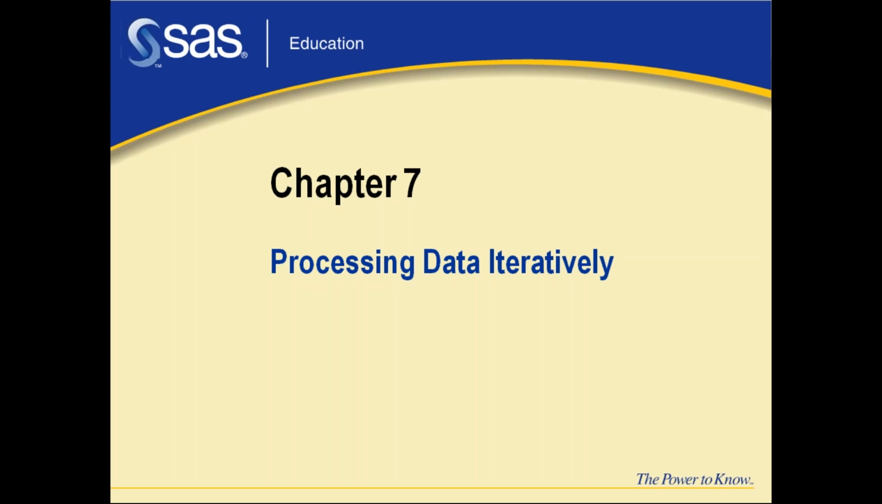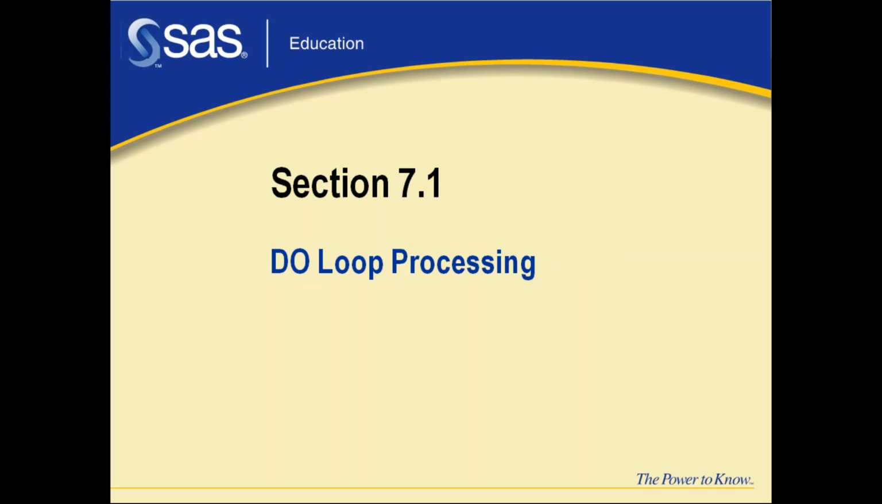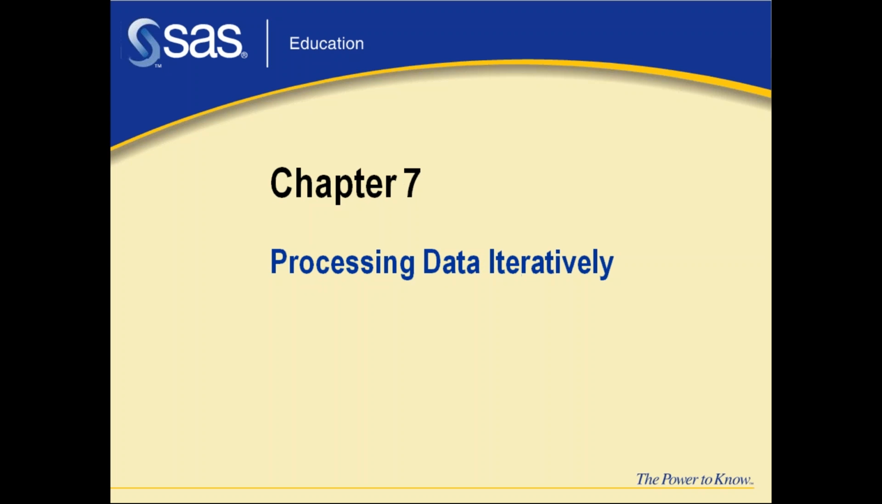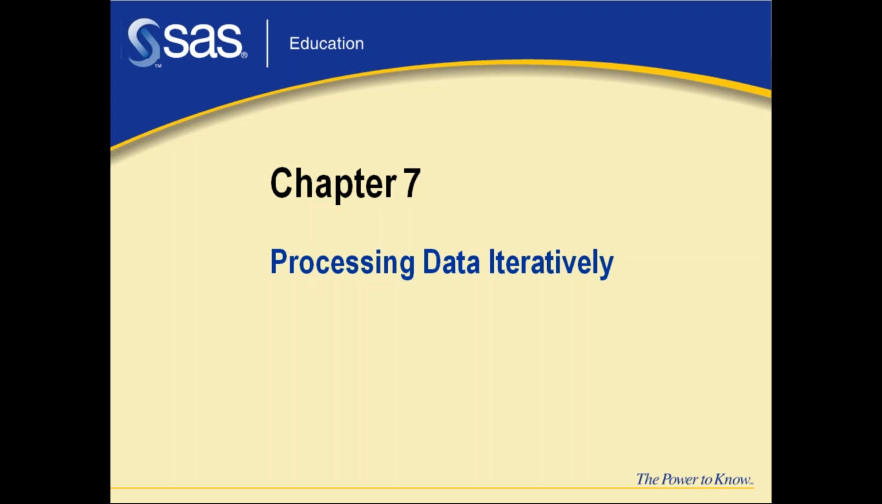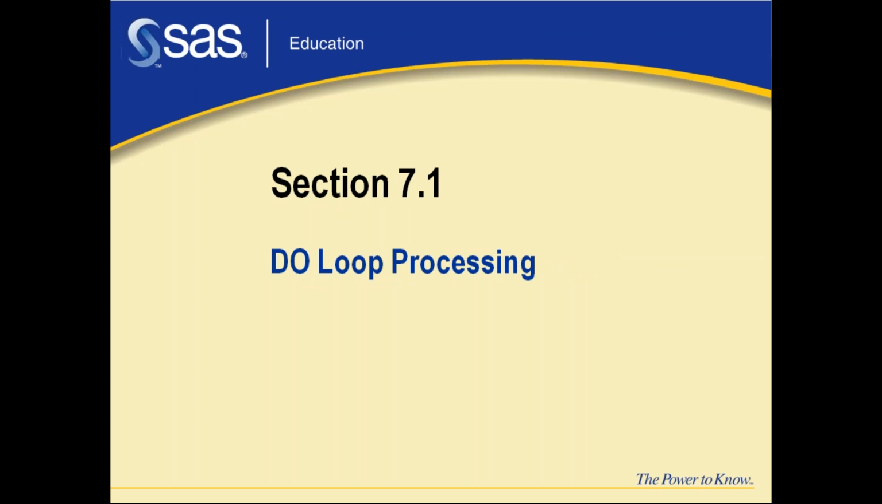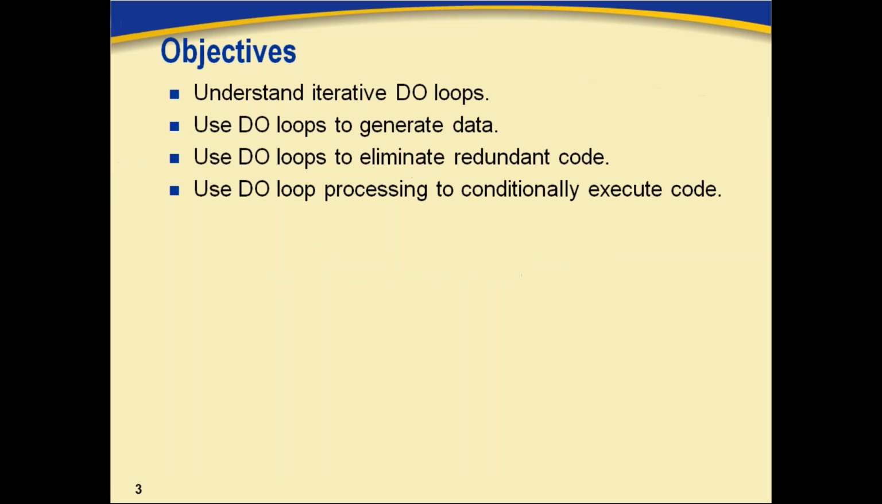So in this concept, processing data iteratively, how do you process your data iteratively? In this concept, the do loop is one of the concepts. We also have arrays and all those things, but the do loop is one of the concepts. We saw yesterday how to process your data using do loop. So what is the purpose of do loop?